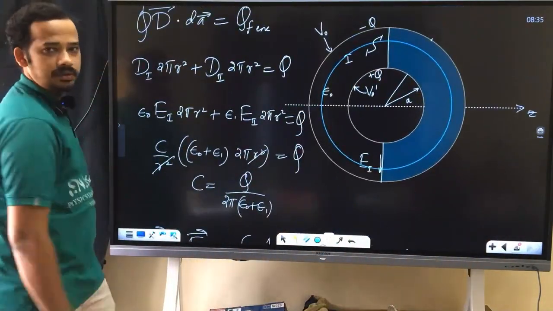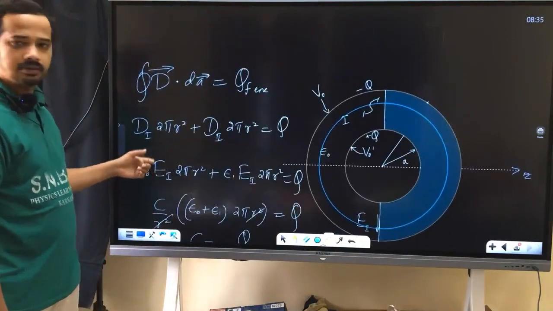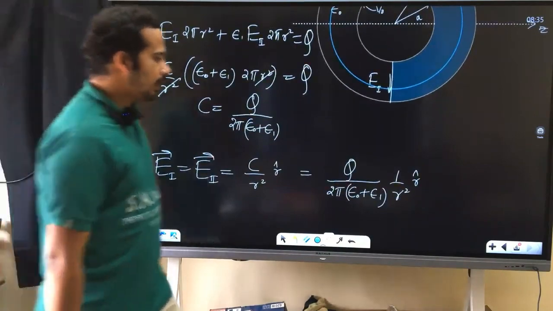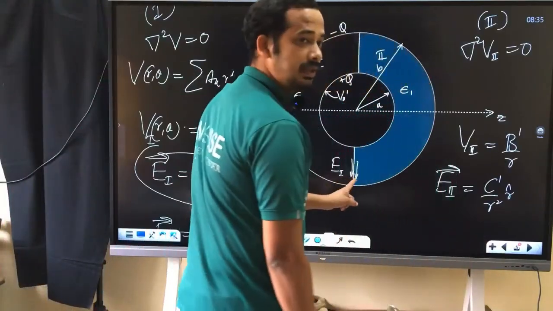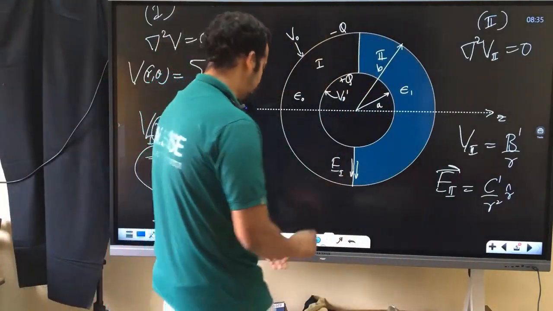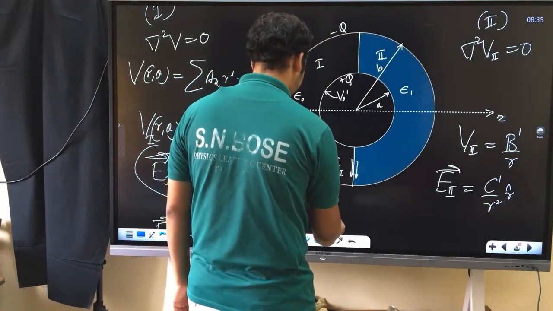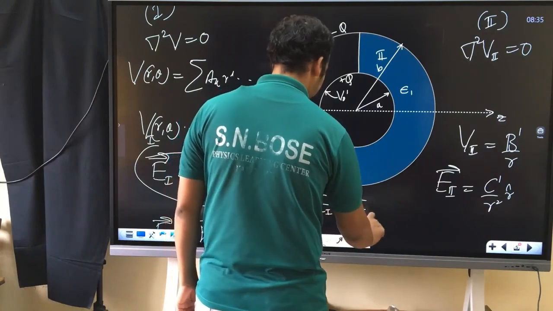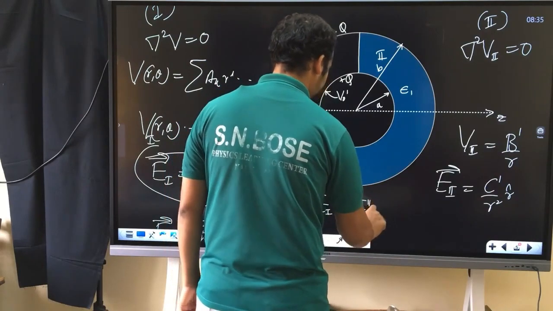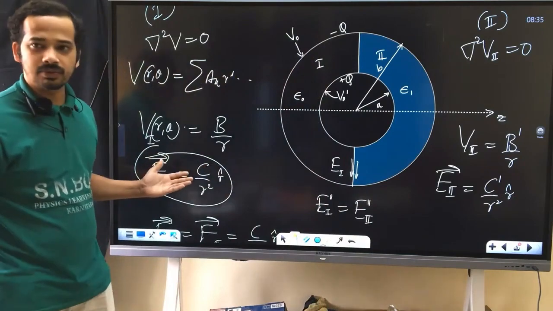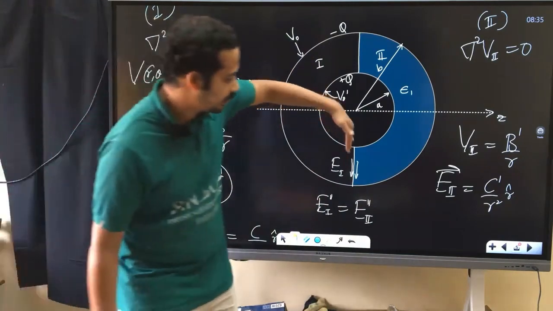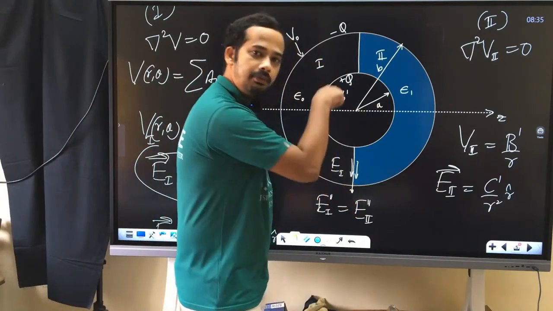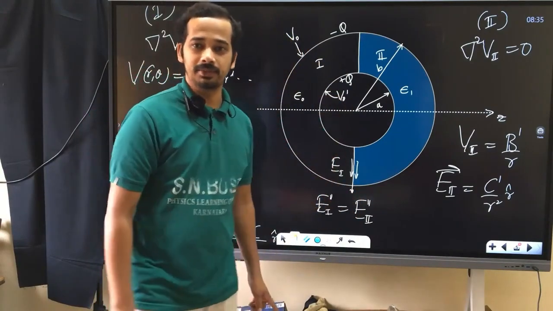D1 is not equal to D2, but we know how D is related to E. It's all because of this boundary condition only. That is playing a very important role here. E1 parallel is equal to E2 parallel. That parallel itself is this one. If you take this interface, that interface is along r cap only, am I right? You have only the r cap direction. You don't have any theta cap direction of the electric field.